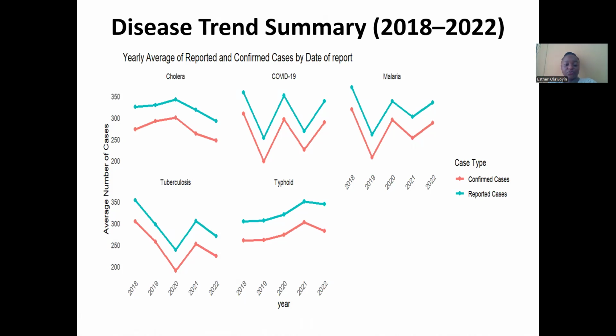from 2018 to 2022 for tuberculosis, you see that there was an upward trajectory and it came down in 2020. Look at COVID also from 2018 to 2020.